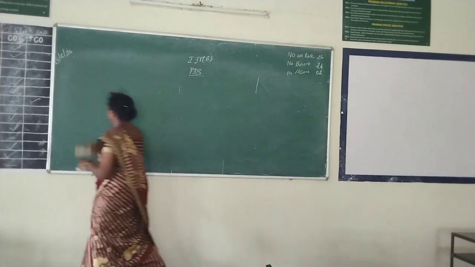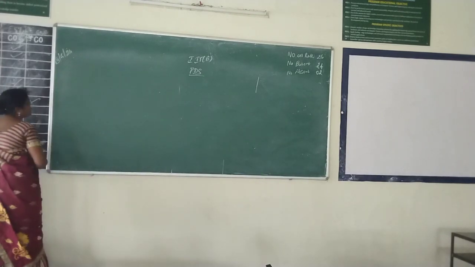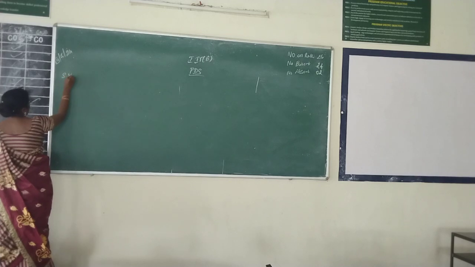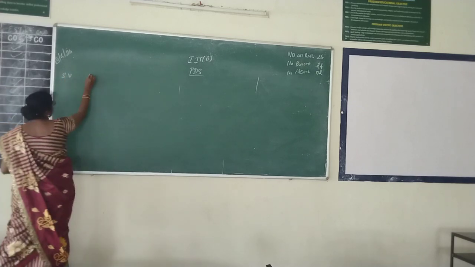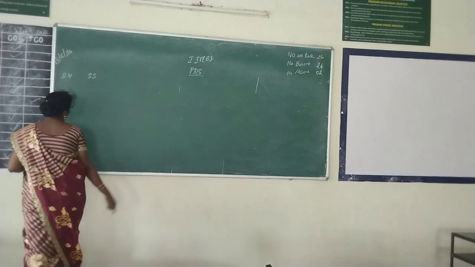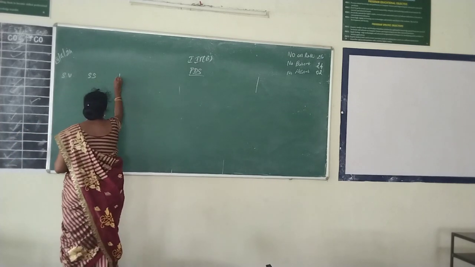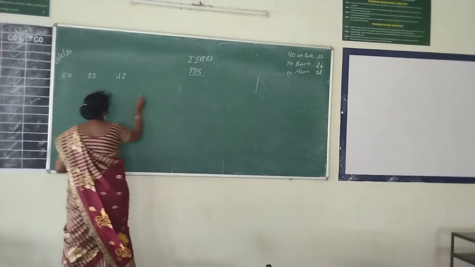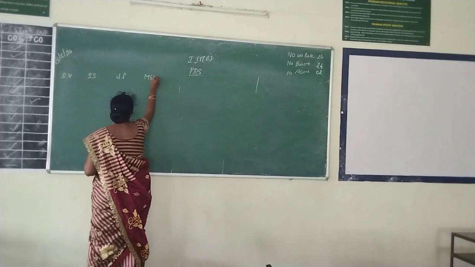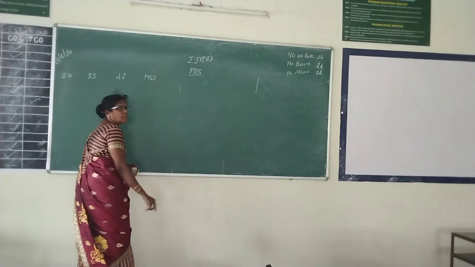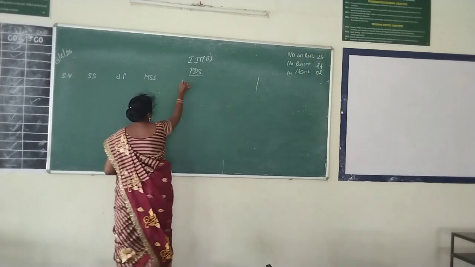So what is the header of the first column? Source of variation. Second column? Sum of squares. Third column? Degrees of freedom. Next column? Mean sum of squares. Next column? Variance ratio, F ratio.